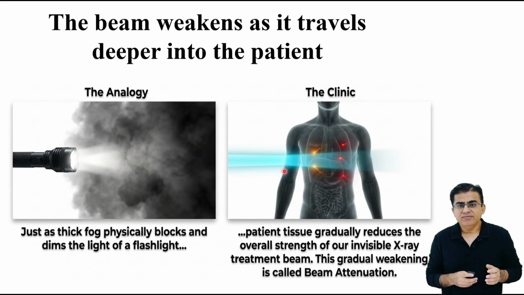When an X-ray photon beam enters a patient's body, its overall intensity is gradually reduced. It gets weaker and weaker as it travels deeper into the body. This gradual weakening and reduction in the number of photons is what we call beam attenuation.